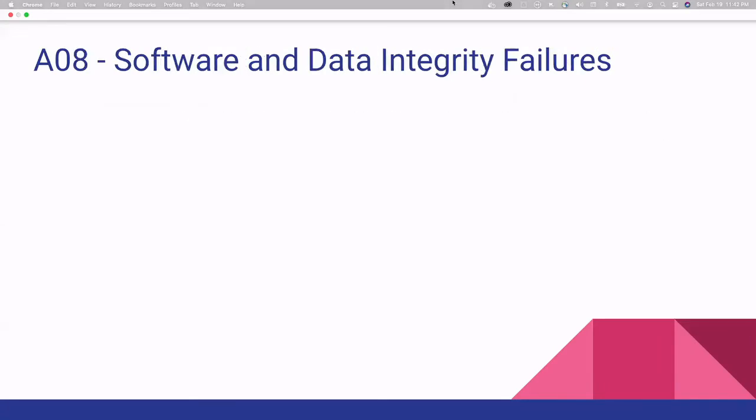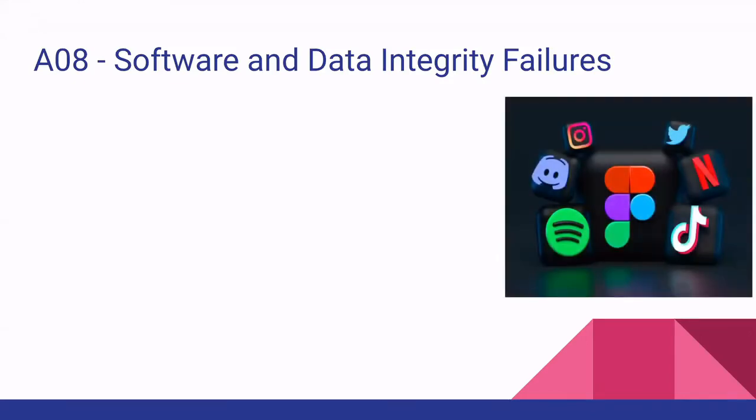So now we'll talk about software and data integrity failures. This is a new topic that has been added as part of this OWASP Top 10. Like the name suggests, this issue is related to the integrity of a particular software and data. This software and data integrity failure relates to code and infrastructure that does not protect against integrity violations. So first we need to understand what integrity is.